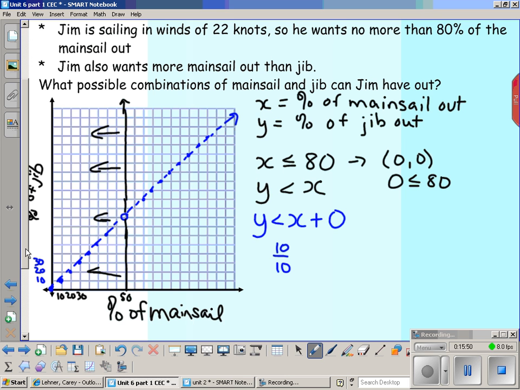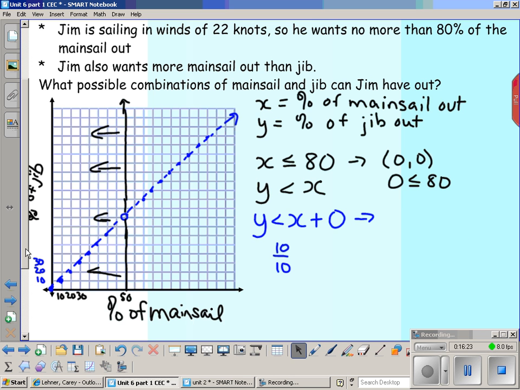So now what we need to determine is, are we shading above or below this blue line? So we can use our test point of 0, 0. Is 0 less than 0? What did we do? What did we forget about in this case? Because all along here we've been able to use 0, 0. The problem in this example is that 0, 0 lies on that line. So that is not actually a very good test point to use.